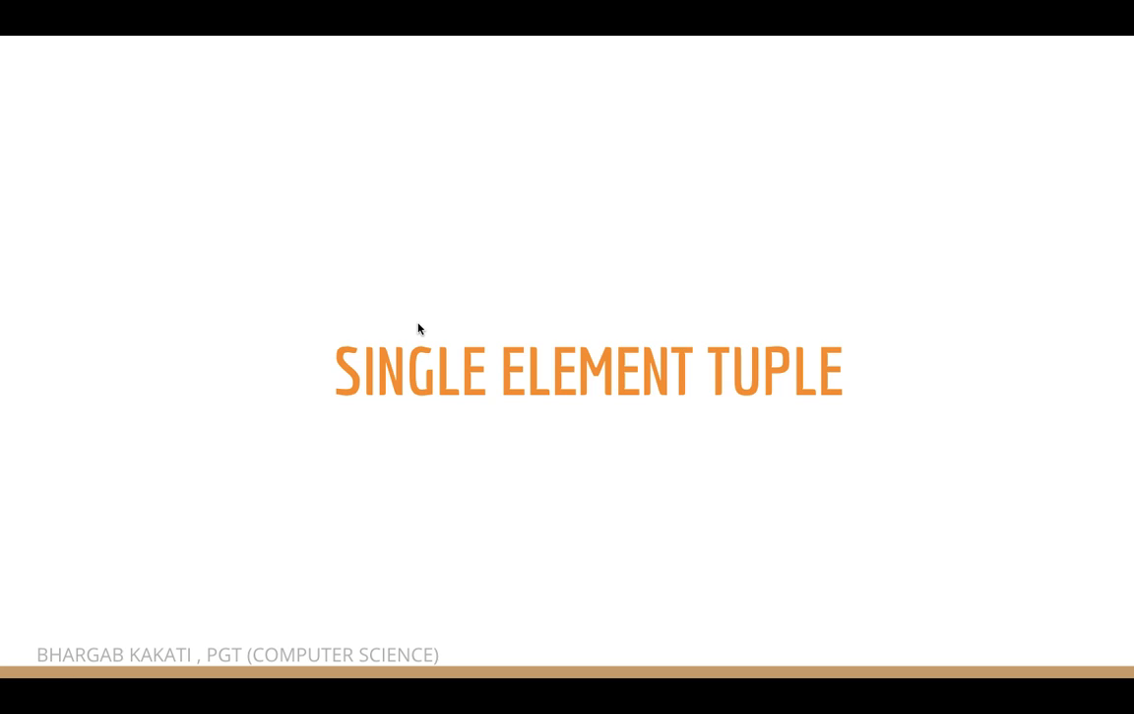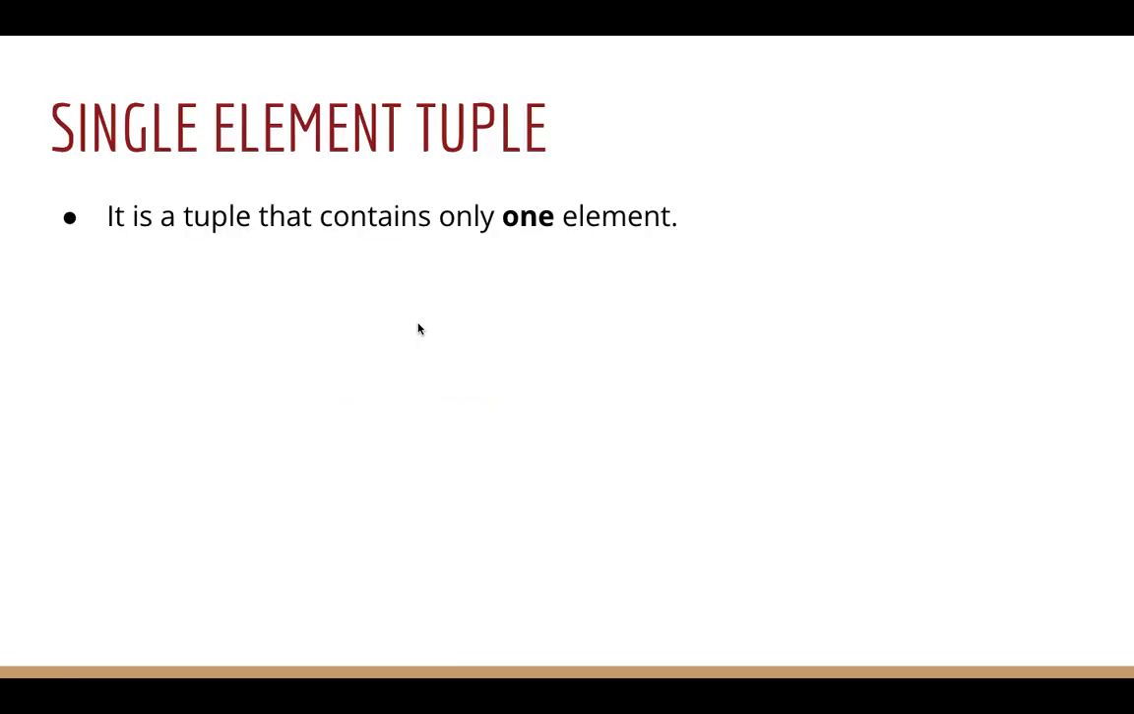Now let us discuss single element tuple. It is a tuple that contains only one element. If a tuple contains only a single element, then it is referred to as a single element tuple. Now there is a syntax for creating a single element tuple. The syntax is tuple name, we can give it any name, equals, within the first bracket we have to place the element and we have to give a comma here. Just giving the element within first bracket will not be considered as a tuple. So this is the syntax for creating a single element tuple.